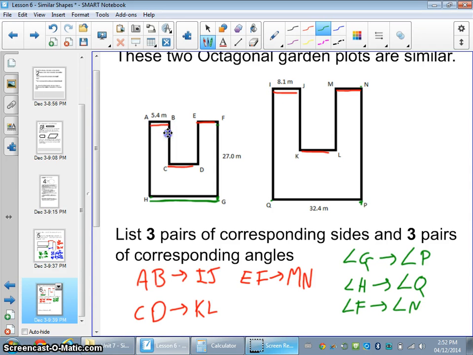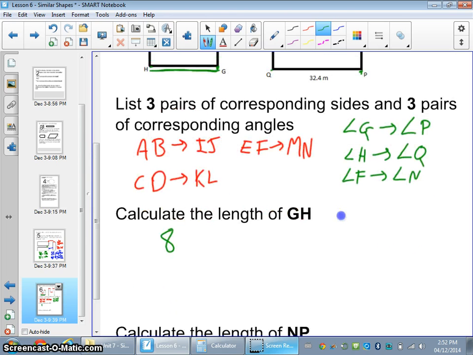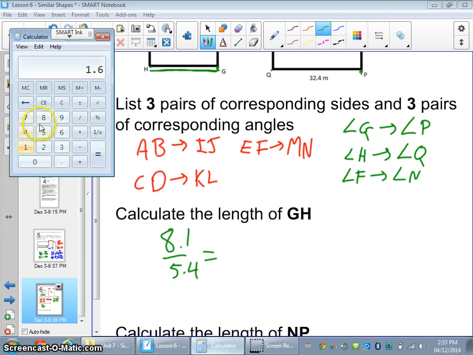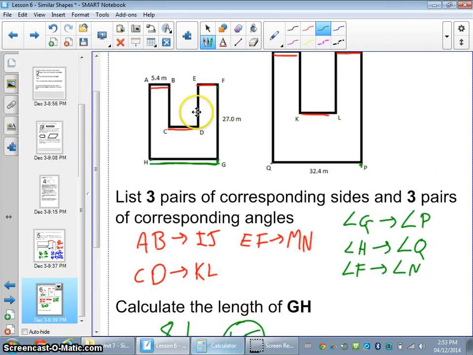Okay, so I want to set them up as a fraction. And like I said, that doesn't tell us which is the original. So I'm going to take the bigger number on top of my fraction. Okay, so 8.1 over 5.4. So 8.1 over 5.4 equals 1.5. Okay, so this is telling me that the garden plot on the right, this one here, is 1.5 times the size of this one.